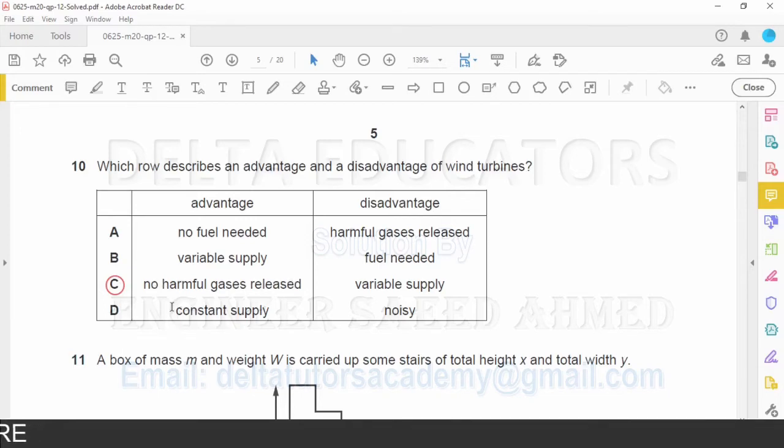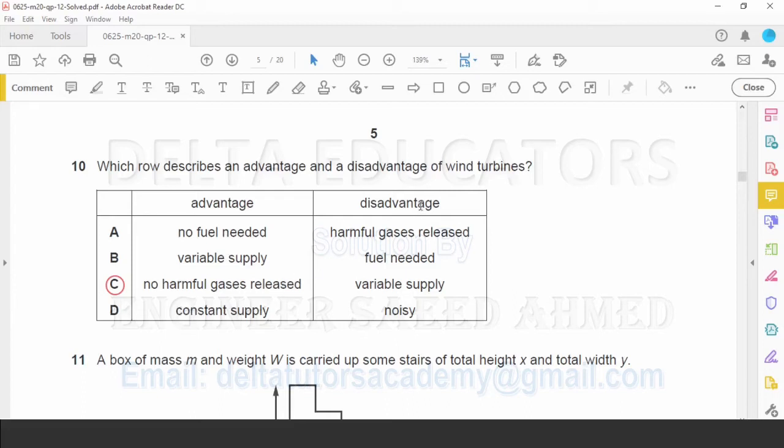Okay, we check option D, constant supply. In a wind turbine, we do not get constant supply, we get variable supply because the supply depends on the wind. If there is more wind, we will get more power. If there is less wind, we will get less power. So we will not get the constant supply. So this option is also not possible. So possible options are A and C only.